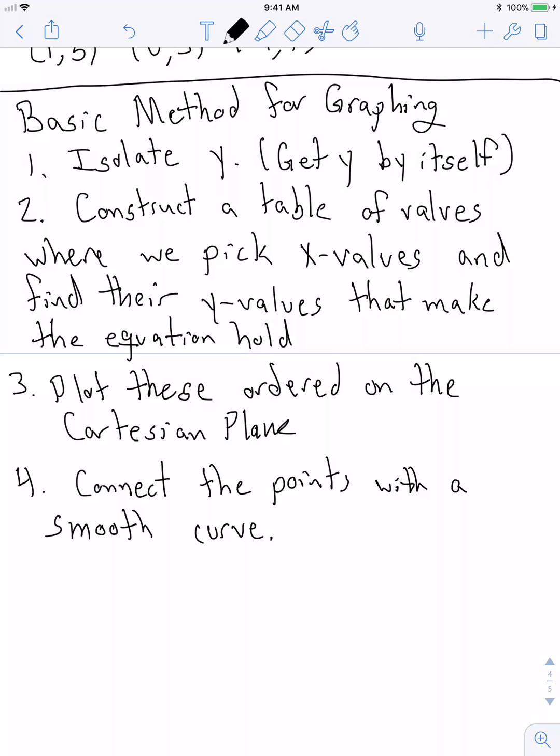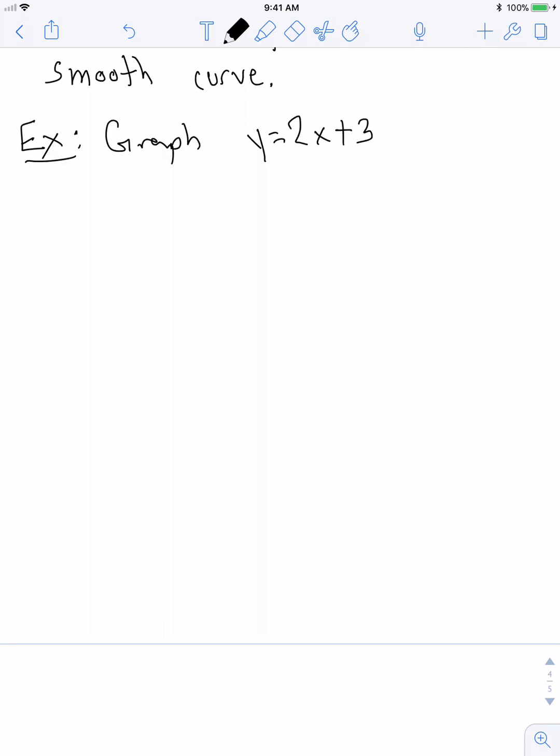So let's do this and actually plot the graph of y is equal to 2x plus 3. Okay, so y is by itself, so step 1 is taken care of. The next step is just pick some x values and find their y values. And to do that, normally we make a nice little chart with x on one side and y on the other, and we pick small x values, such as -2, -1, 0, 1, 2, and then find the y values that make them hold.